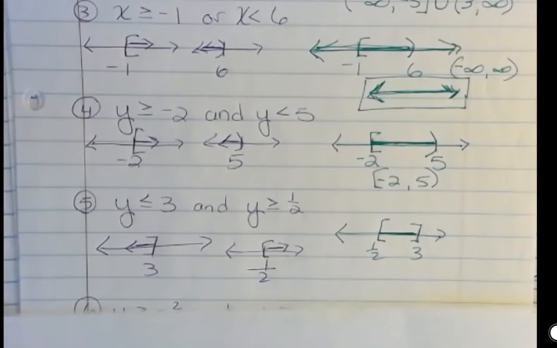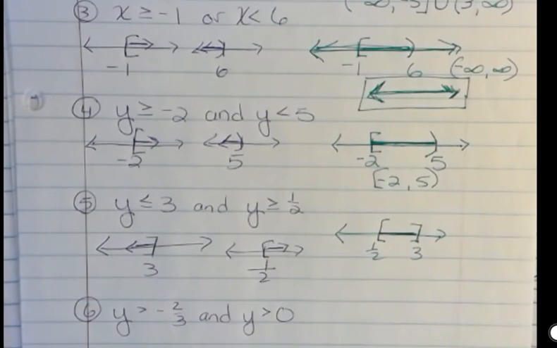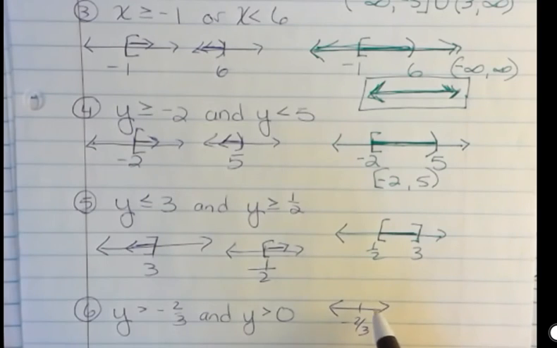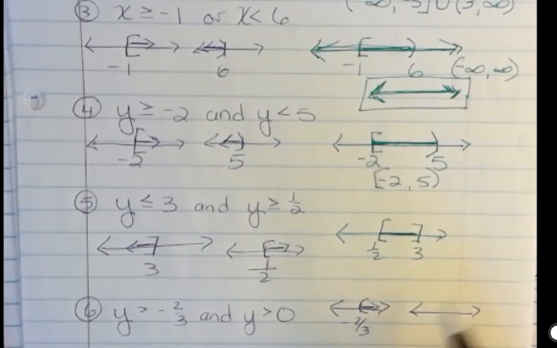From 1/2 I'm going to the right, from 3 I'm going to the left, and again I get this in here. And then in this example, I have y is greater than -2/3, so it's parentheses and going to the right. And then y is greater than 0, and that's also going to the right.